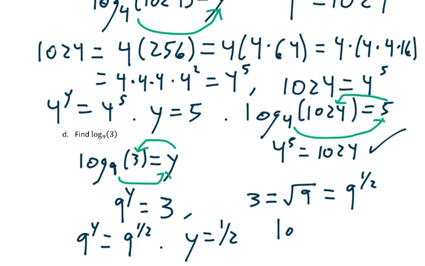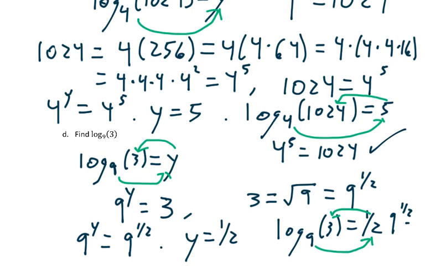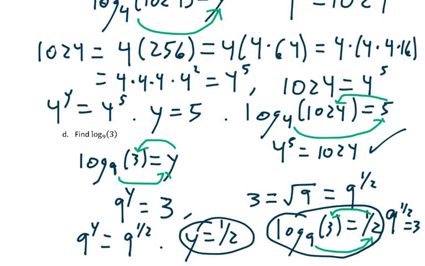And just like checking it as before, log base 9 of 3, is that 1/2? Well, again, doing a log roll, you would have 9 to the 1/2 would equal 3. Hence, 9 to the 1/2 is 3, and we know that's true from above, so this is the right answer. Good.